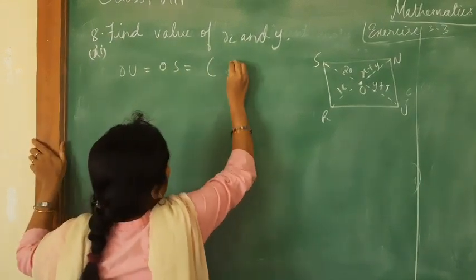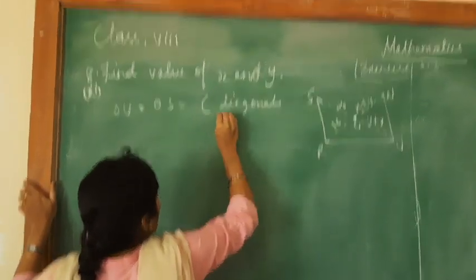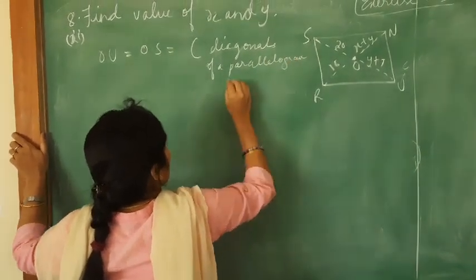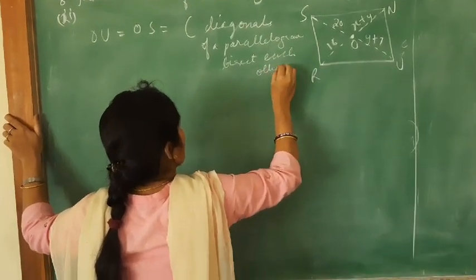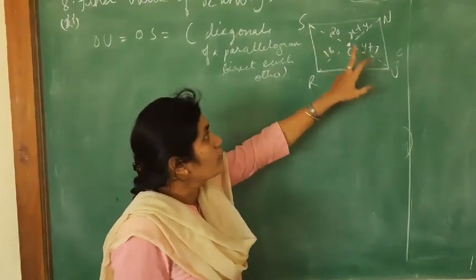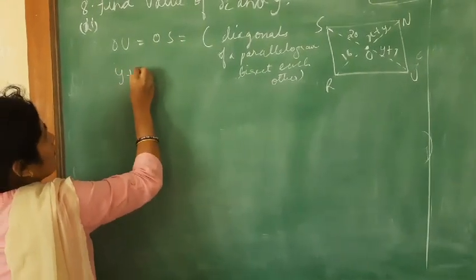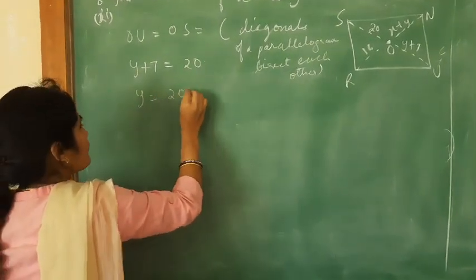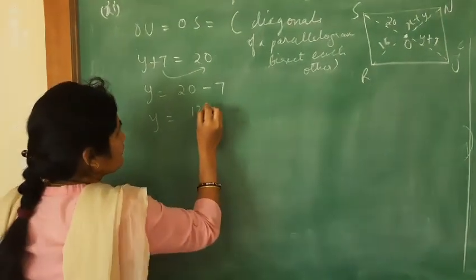because diagonals of a parallelogram bisect each other. So we can say that O divides SU equally, OS is equal to OU. Therefore, OU is y plus 7, which is equal to OS, which is 20. Now, y is equal to 20 minus 7, transpose this 7 to the RHS, y is equal to 13.